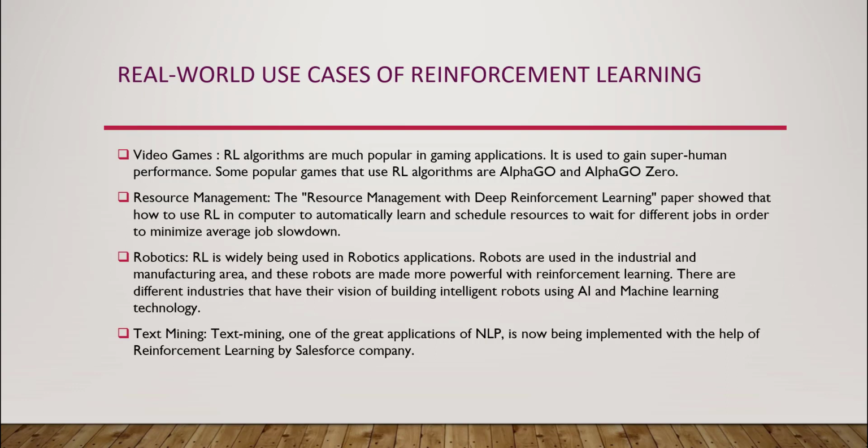Resource management. The resource management with deep reinforcement learning paper shows how to use reinforcement learning in computers to automatically learn and schedule resources to wait for the different jobs in order to minimize the average job slowdown.